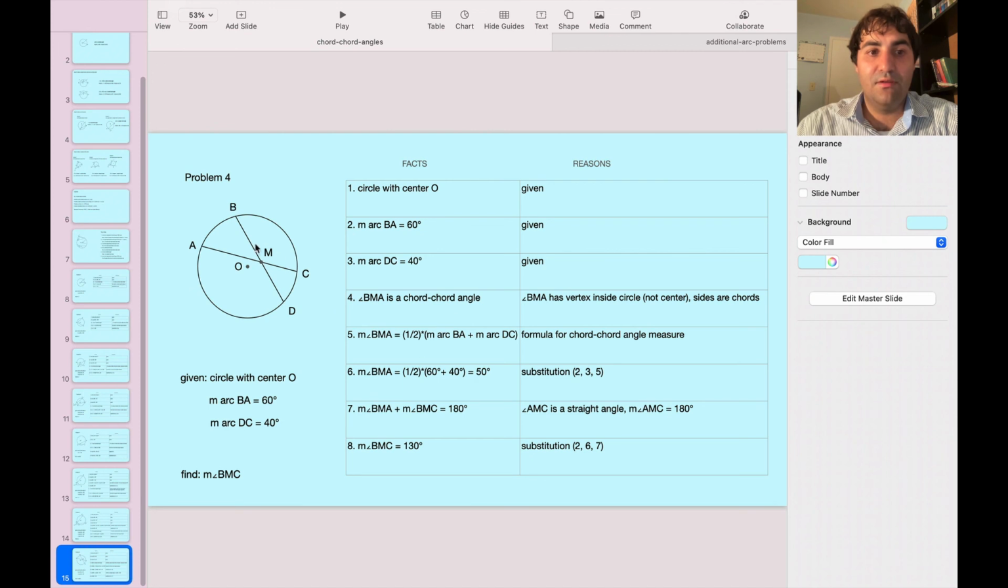But we're looking for angle BMC, right? Well, we know the measure of angle BMA, and so if we add that with measure of angle BMC, it should be 180 degrees, right? Because this is a straight line. So a straight line, a straight angle measures what? 180 degrees. So if we plug what we have for measure of BMA into this equation, statement 7, we get measure of angle BMC is equal to 130 degrees.